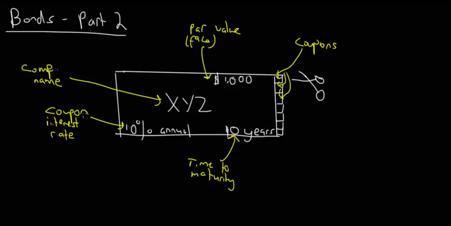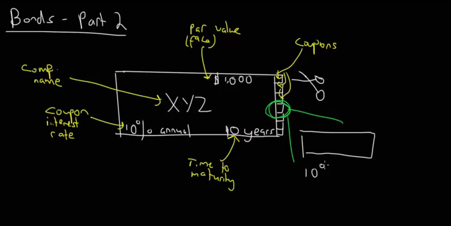The coupon interest rate is multiplied by the face value in order to determine the coupon payment. So let's take a magnifying glass and zoom into one of these. It's going to look like this. One of these coupon payments is going to be 10% of the face value.